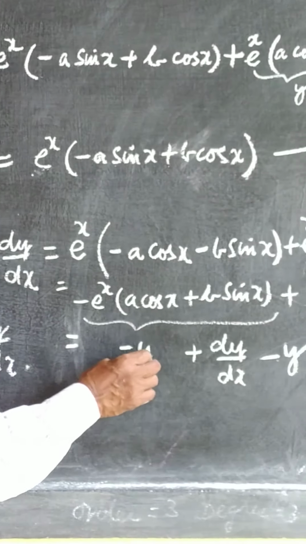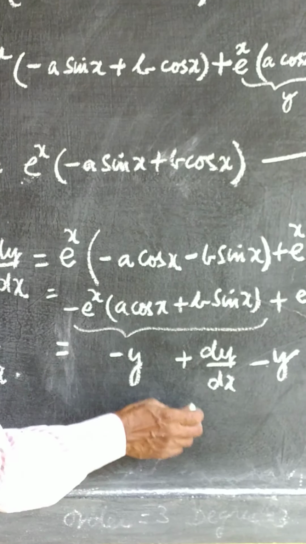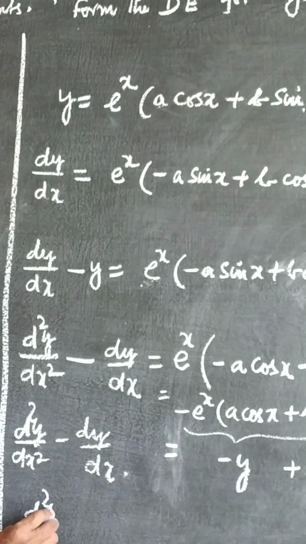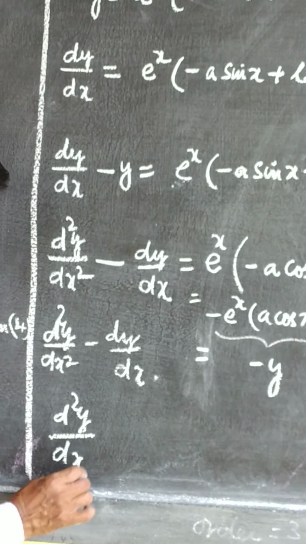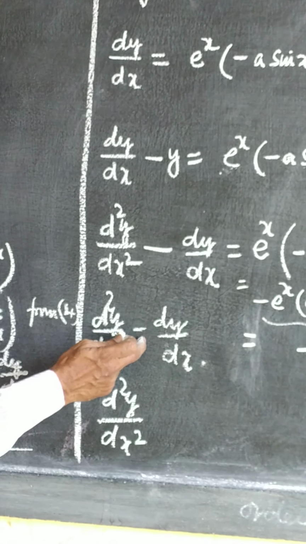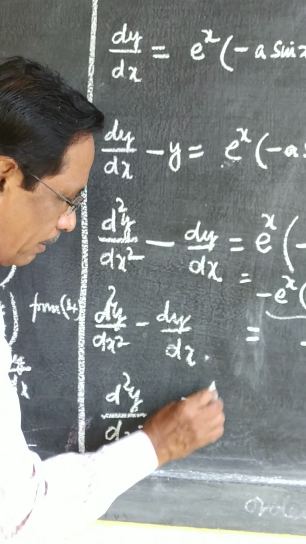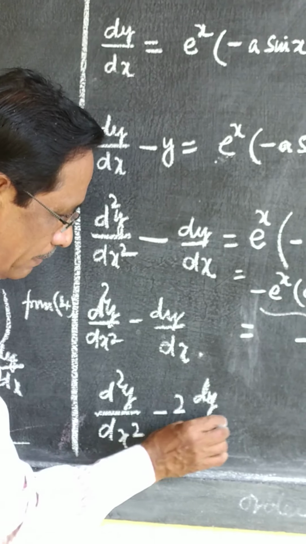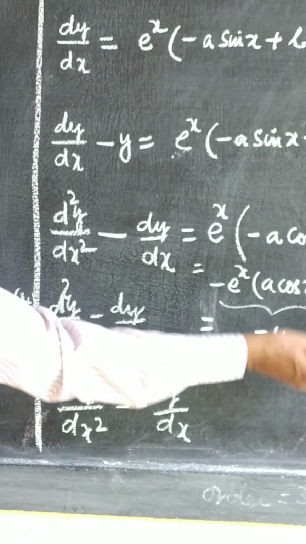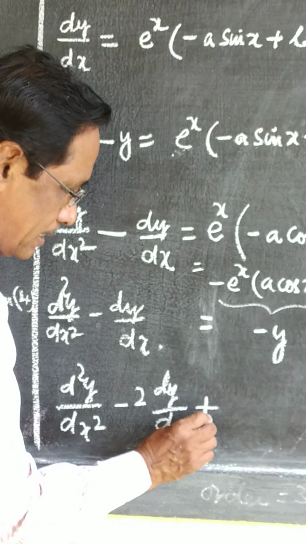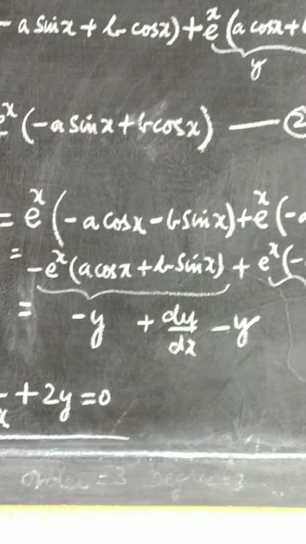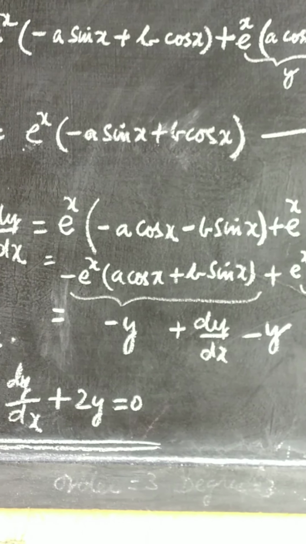Now how many y's are here? Minus 2y. dy by dx is taken to the left hand side, therefore the result will be d square y by dx square, minus 2 times dy by dx, minus y minus y, that is minus 2y. On the left hand side it becomes plus 2y is equal to 0. This is the formation of the equation.